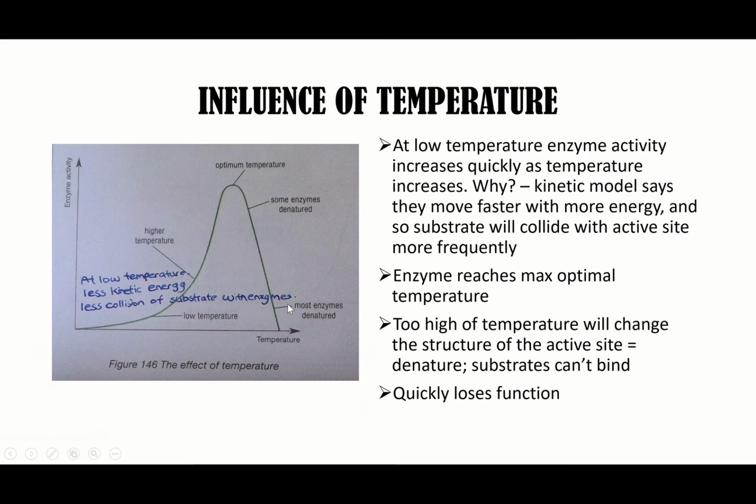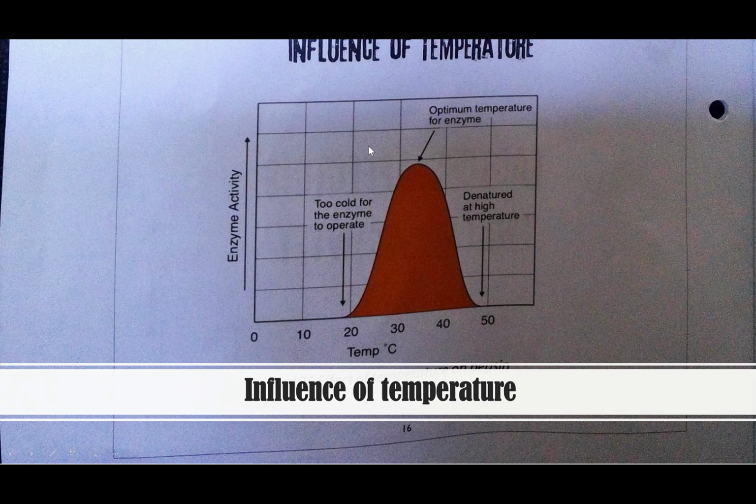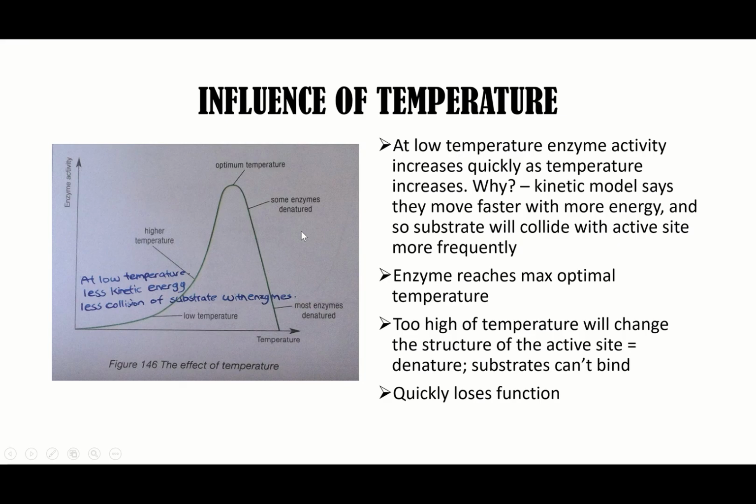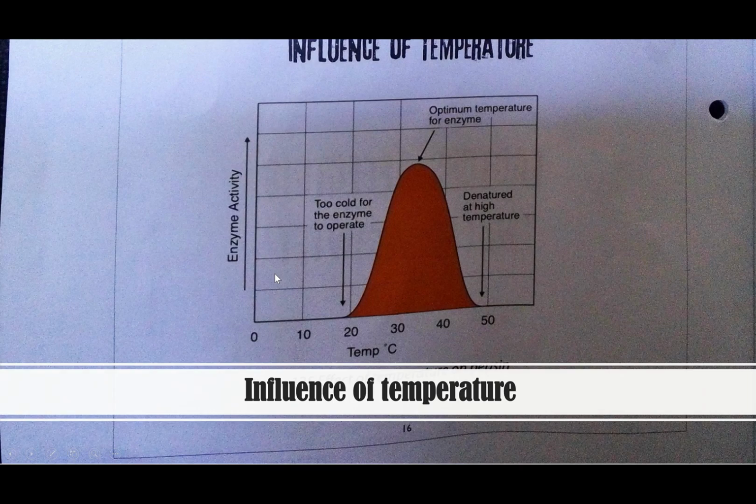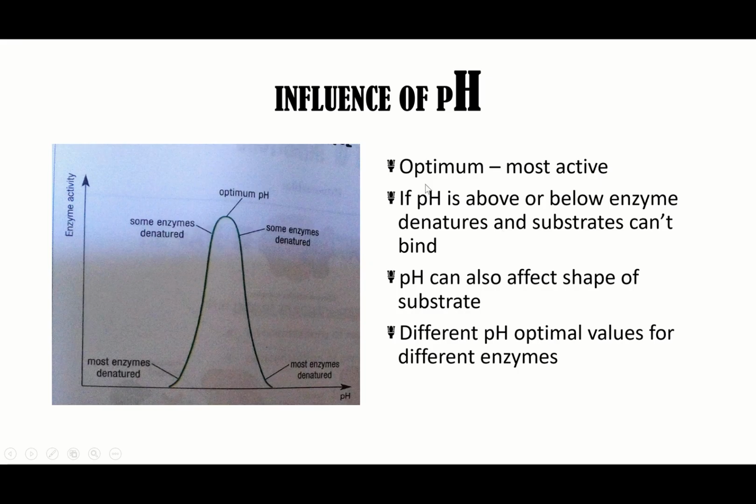Influence of temperature. Okay, this is just another diagram to show the same thing. It's basically the same diagram. It shows too cold for the enzyme to operate, so there is no enzyme activity at 20 degrees for this one. And the optimum temperature for this enzyme is around 34. And this enzyme denatures at high temperature. Optimum means where the enzyme is most active.